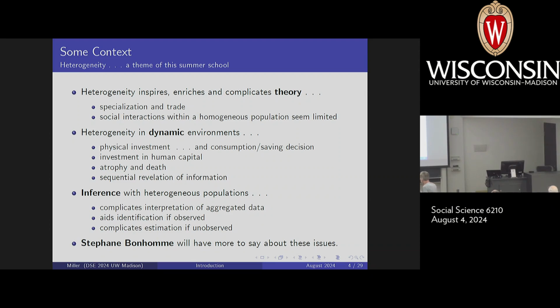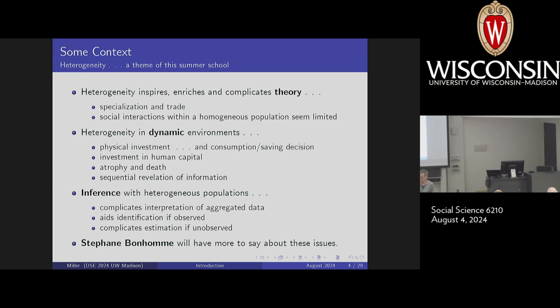So atrophy as well. And heterogeneity also arises because of differences in information that we have about the world that unfold over time. So there's sequential revelation of information. So if we're dealing with a heterogeneous population, first of all, the theoretical model is harder, right? But then it's also more interesting, and that's where a lot of the economic questions might come from in the first place.